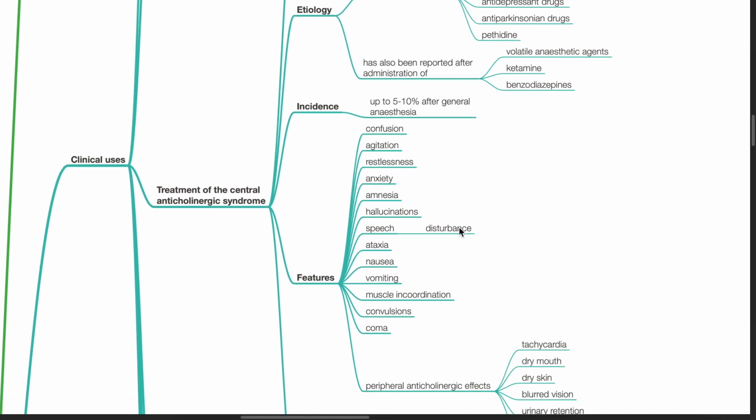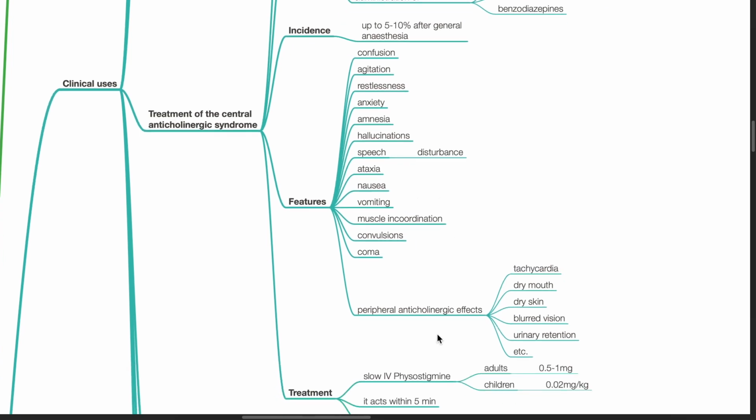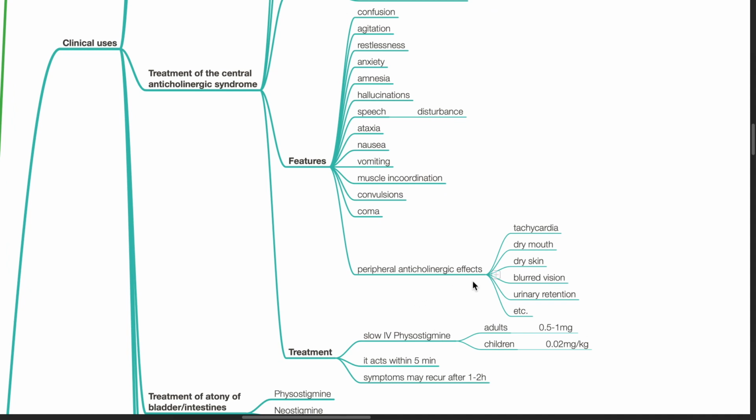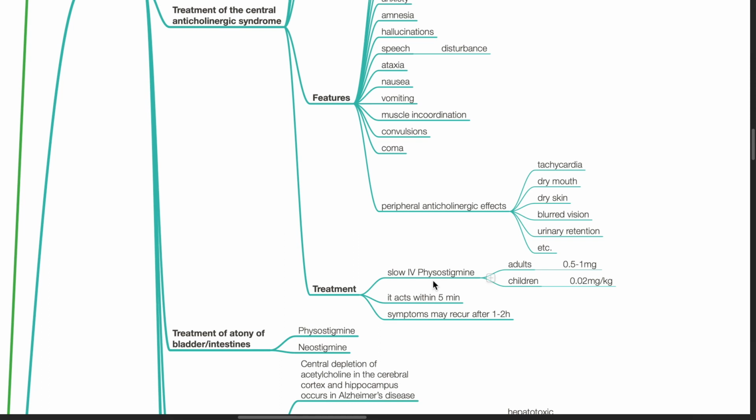Clinical features of central anticholinergic syndrome include confusion, agitation, restlessness, anxiety, amnesia, hallucination, speech disturbance, ataxia, nausea, vomiting, muscle incoordination, convulsions, coma, and peripheral anticholinergic effects, which include tachycardia, dry mouth, dry skin, blurred vision, and urinary retention. Treatment is by slow IV physostigmine. Dose is 0.5 to 1 mg in adults and 0.02 mg per kg in children. Physostigmine acts within 5 minutes and symptoms may recur after 1 to 2 hours.